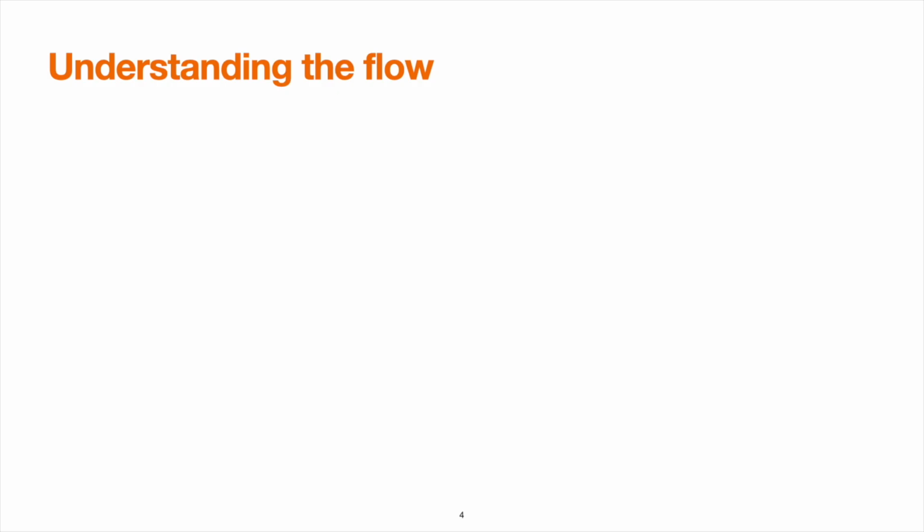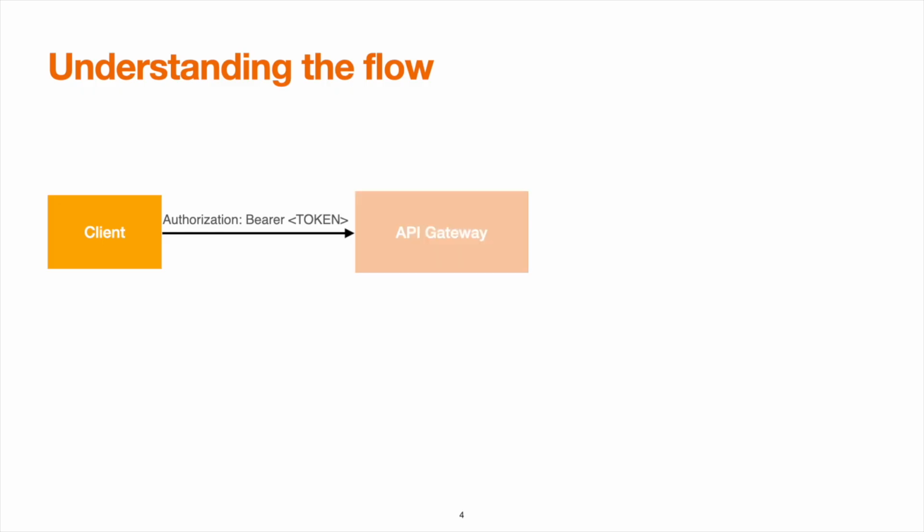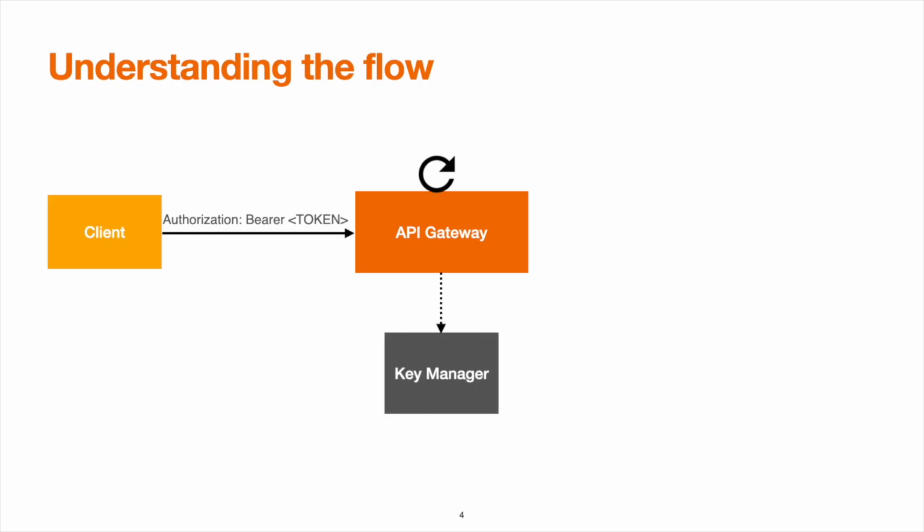Let's understand the flow of sending an authorization header. There is a client application that sends a payload or the particular request along with the authorization header with the bearer token. When the request reaches the API gateway, either the gateway validates the token itself, or in some scenarios it gets the token validated via the key manager. Post successful authentication, the request is sent to the backend service.